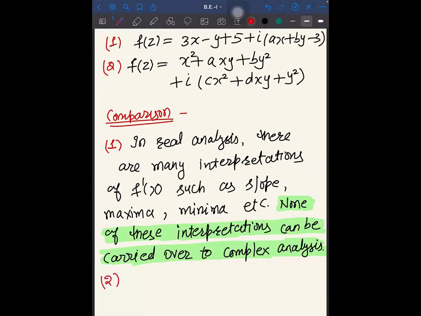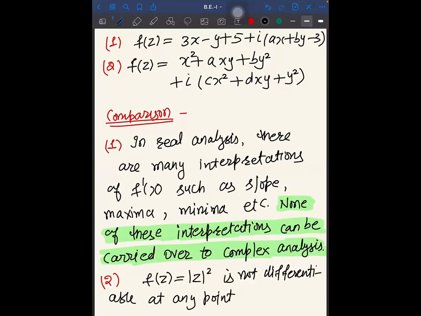We have done that part. Our f of z is equal to mod z square. So it's not differentiable at any point except 0, 0, right? That's what we have done. Is not differentiable at any point except z equal to 0.